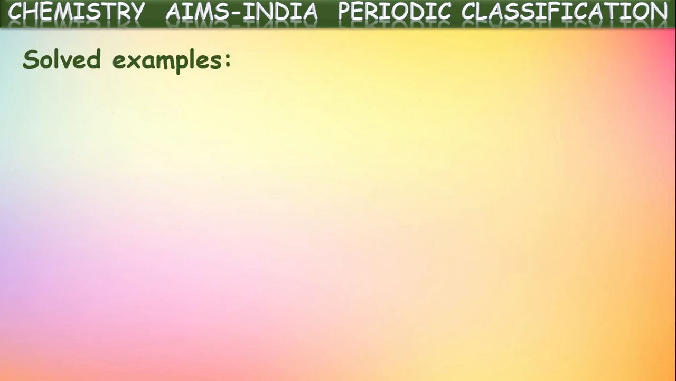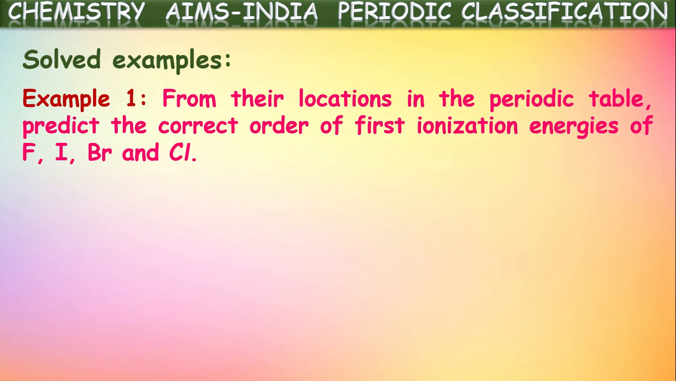Let us see some solved examples based upon this variation of ionization potential in the modern periodic table. See the first question. From their locations in the periodic table, predict the correct order of first ionization energies of these elements. What are those? Fluorine, iodine, bromine, and chlorine. Did you find any relation between these elements? Yes, there is a relation. These elements all belong to the same group.